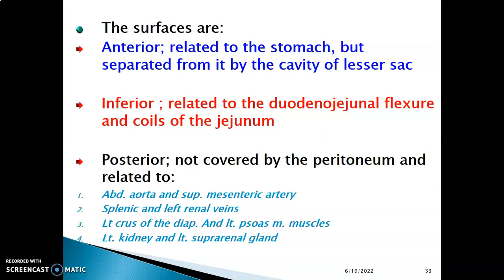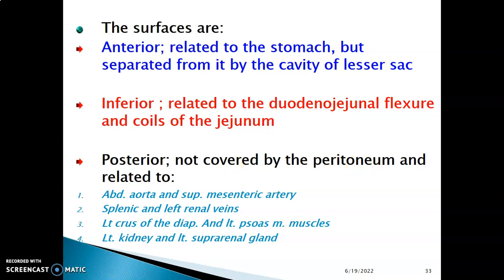The pancreas has two surfaces. So we've done the borders, and now the surfaces. Anteriorly, it's related to the stomach and separated from it by the lesser sac. On the inferior surface, it's related to the duodenojejunal flexure and the coils of the jejunum. Then posteriorly, the pancreas is not covered in peritoneum.